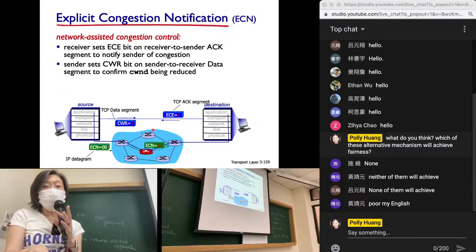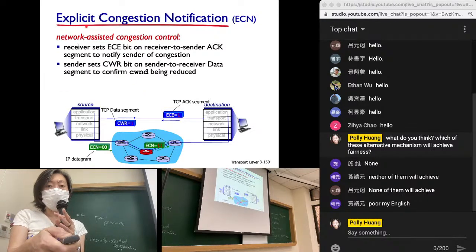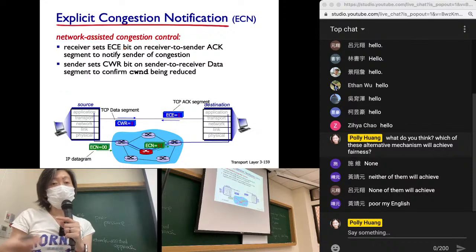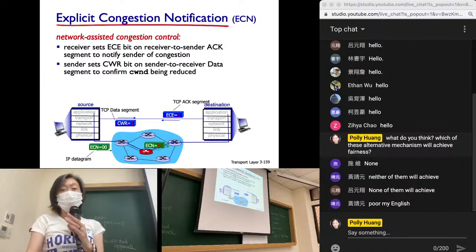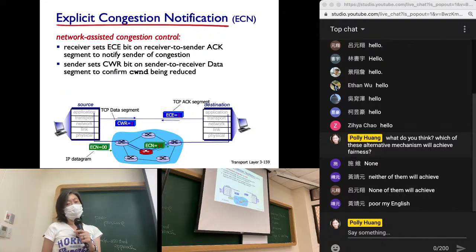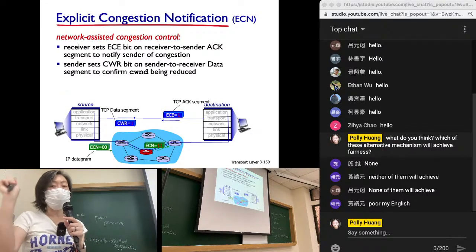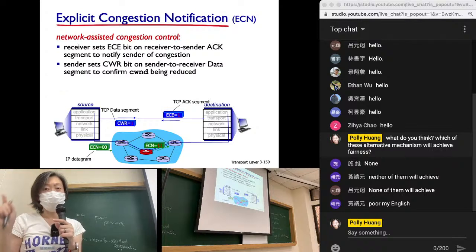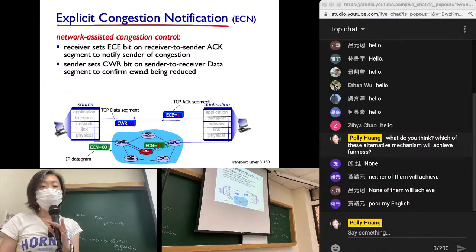So ECE, well, EC is the same: explicit congestion notification, explicit congestion. And E here stands for echo, explicit congestion echoing from the receiver to the sender. The sender sends this, congestion window reduced, message back to the receiver. And this CWR is kind of important because then the receiver won't be sending more ECE later on. So CWR is to let the receiver know that, okay, no worries, I got you, I'm slowing down already.